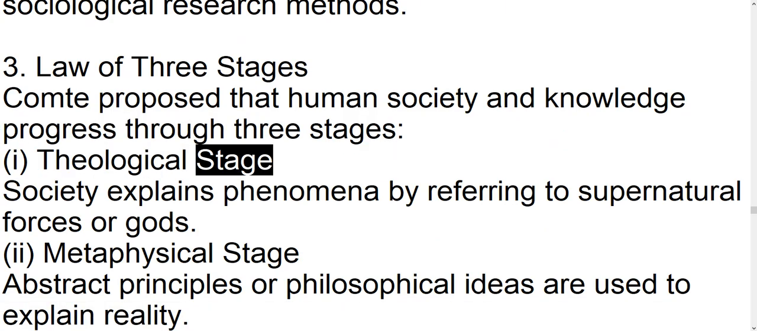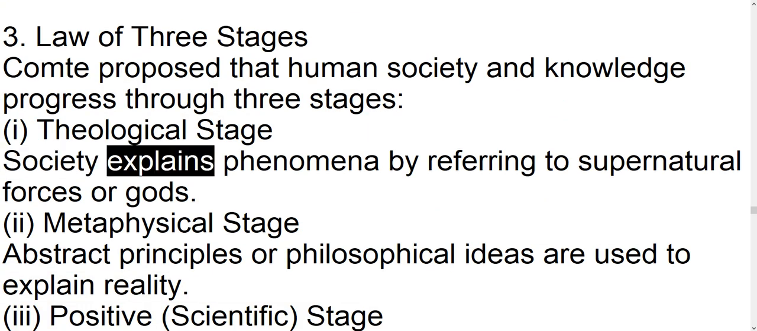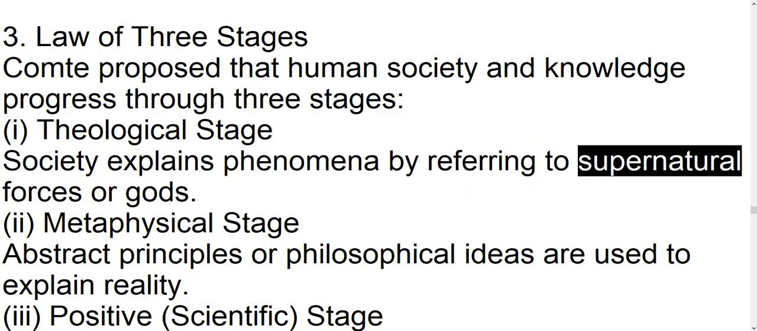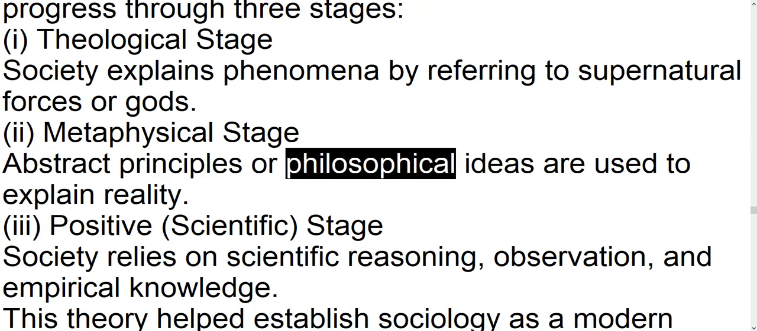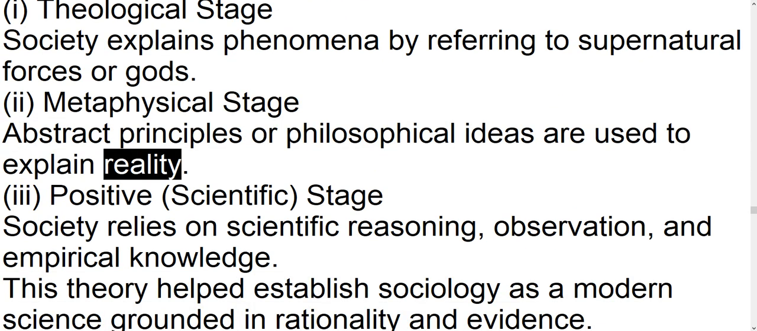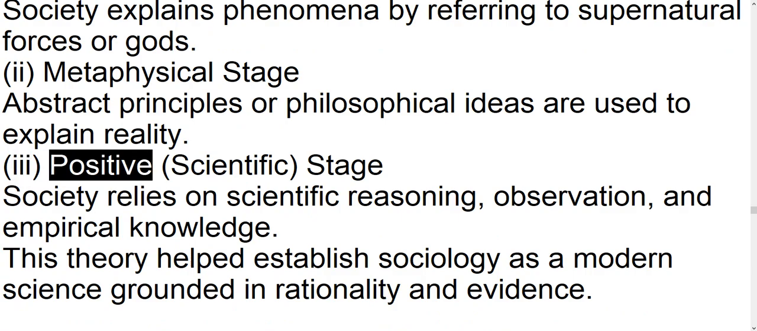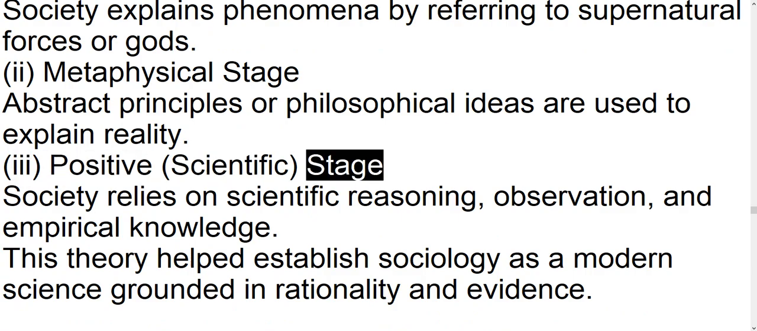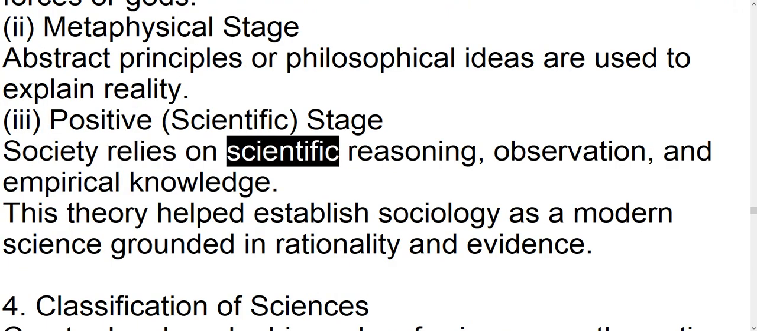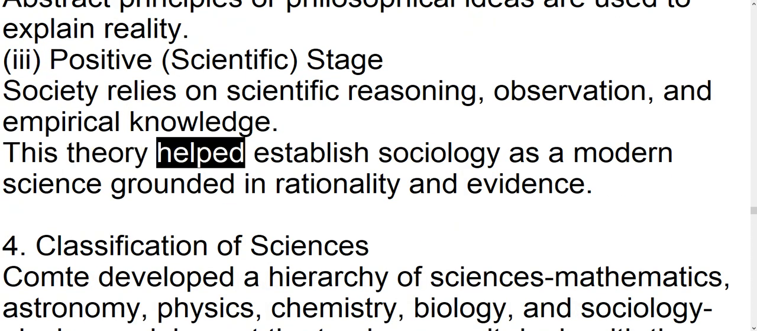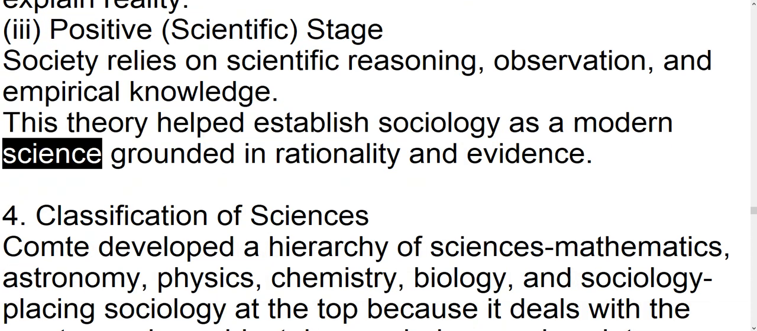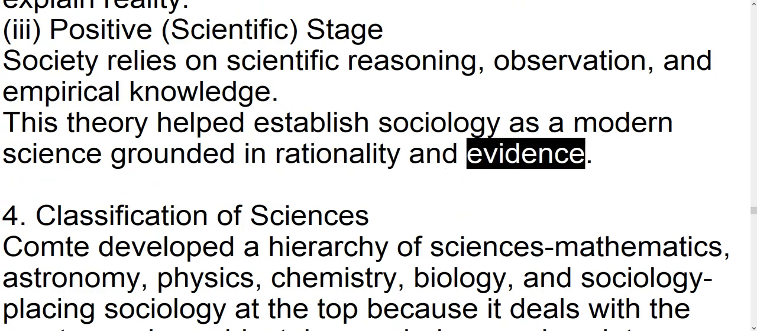1. Theological stage. Society explains phenomena by referring to supernatural forces or gods. 2. Metaphysical stage. Abstract principles or philosophical ideas are used to explain reality. 3. Positive (scientific) stage. Society relies on scientific reasoning, observation, and empirical knowledge. This theory helped establish sociology as a modern science grounded in rationality and evidence.